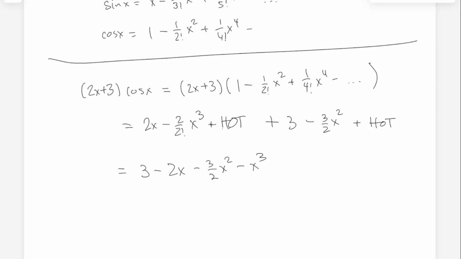Isn't it plus 2x? Isn't the 2x positive? Yeah, the 2x is positive at the beginning. Yes. Any other concerns? Dot, dot, dot. Yeah, great. How'd you get x cubed by itself? That's x cubed here, yeah. 2 over 2 factorial. Oh, 2 factorial is 2. Yeah, right. Okay. If you leave it as 2 over 2 factorial, that's fine too.